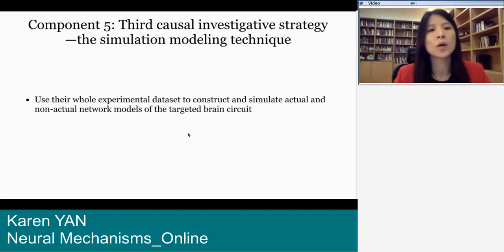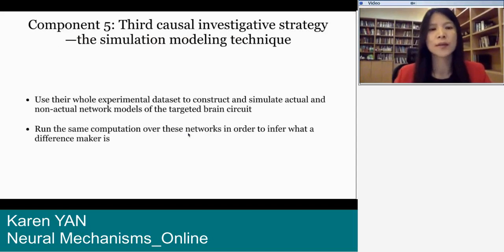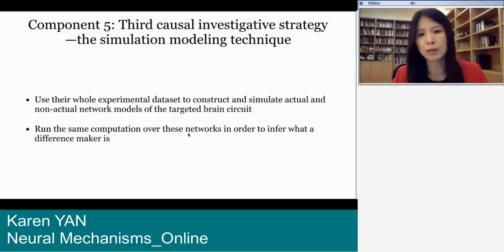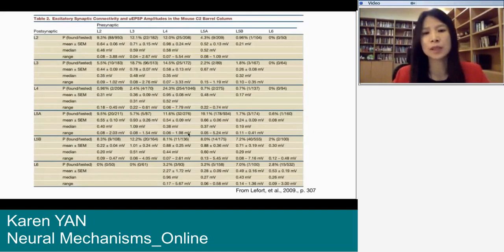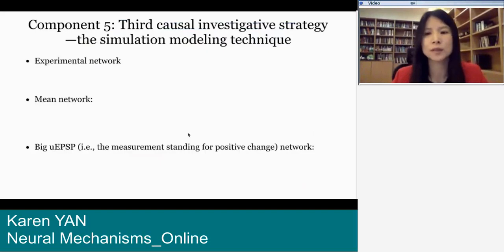So they use the whole experimental data set to construct and simulate actual and non-actual network models of the target brain circuit. And then run the same computation over these new networks in order to infer what a difference maker is, in order to generate evidence to support their causal hypothesis. So this is the table of the recording data, and they then construct 3 networks and simulate them.